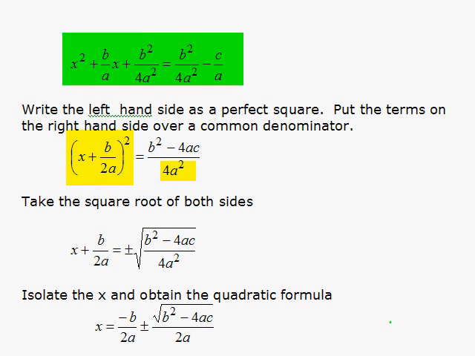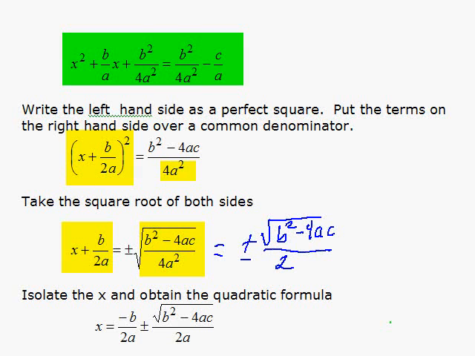The next step is to take the square root of both sides. When I take the square root of x plus b over 2a squared, I just get plain old x plus b over 2a. On the right-hand side, let's leave the square root in because I can't factor anything out except for the denominator. So I could write this as plus and minus square root of b squared minus 4ac, which you recognize as the discriminant, over 2a.